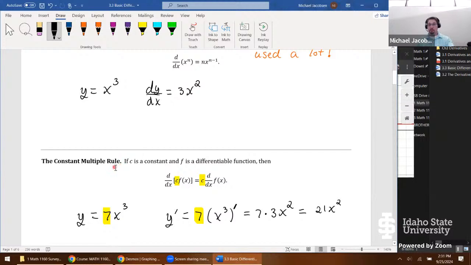So what the constant multiple rule enables us to do is expand from something like this, x cubed, to having more generic functions, 7x cubed or maybe negative 12x cubed. We can differentiate those just by using this process here. Any questions at all, folks, on running through this one?